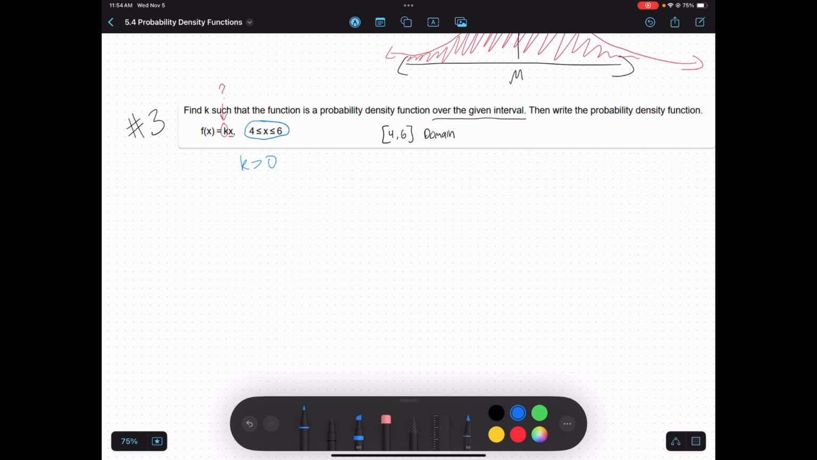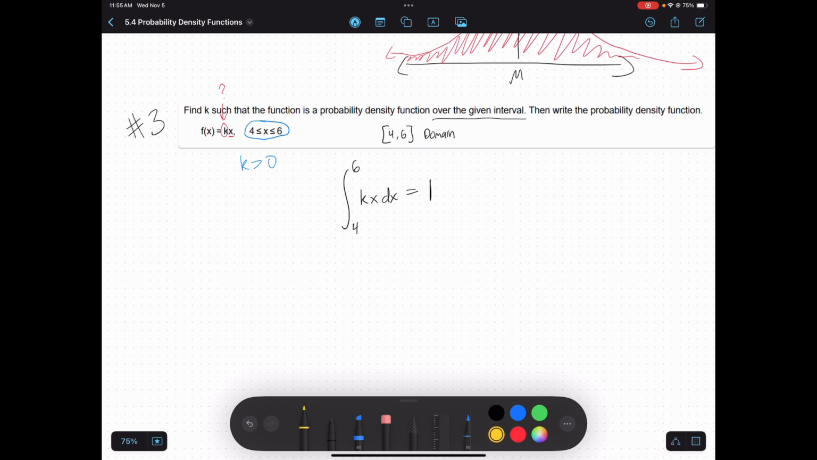But what about property 1? Property 1 tells me that the area under the function within its domain has to equal 1. Well, I can set that up using an integral. The definite integral over its domain, 4 to 6, of my function, which is kx, has to equal 1. So let's go ahead and do this. Let's go ahead and calculate this definite integral.